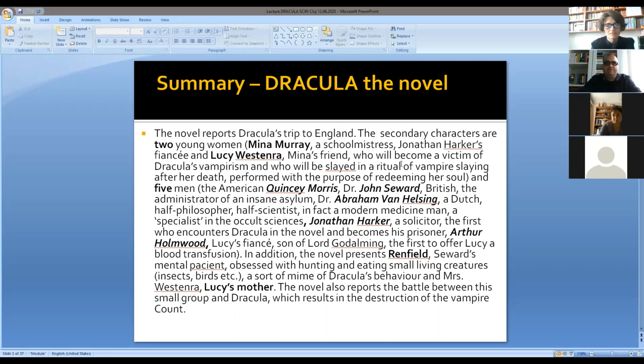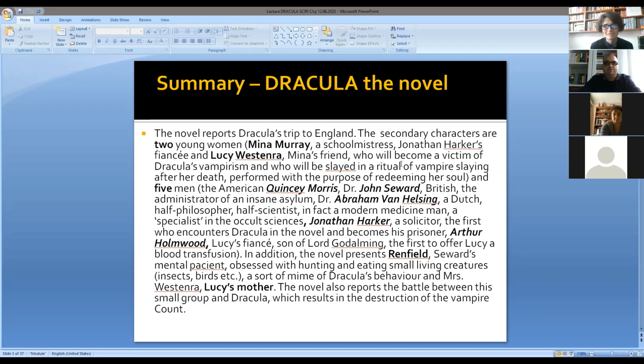There are also the five male characters. The American, Quincy Morris, and the British, John Seward. He is the administrator of the insane asylum. There is also the guru of the novel, the doctor, Abraham van Helsing. He is Dutch. He is described as half philosopher, half scientist, and half madman in a way. He is the modern medicine man of the novel. He is a self-described specialist in the occult.